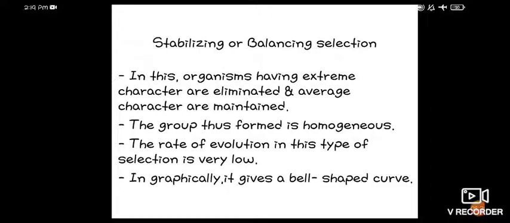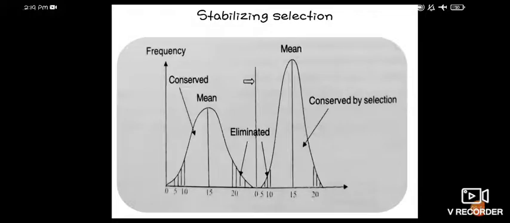and the individuals having the average characters are formed as homogeneous individuals. The rate of this kind of evolution is very low, and if we represent it graphically, it gives a bell-shaped curve. So this stabilizing selection we can simply understand by using this graph.